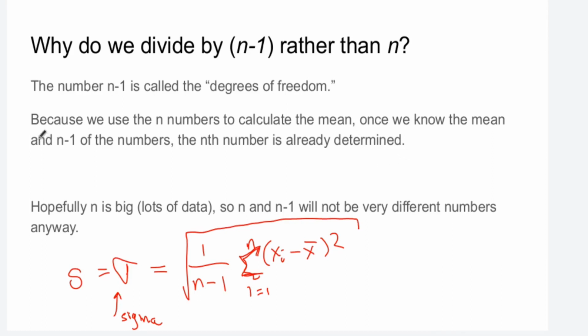This has some more theoretical reasons that we define the standard deviation in this way, but hopefully if we're doing statistics we have a large data set and n is a big number, so the difference between using n and n minus 1 in this formula will not be very different numbers in any case.